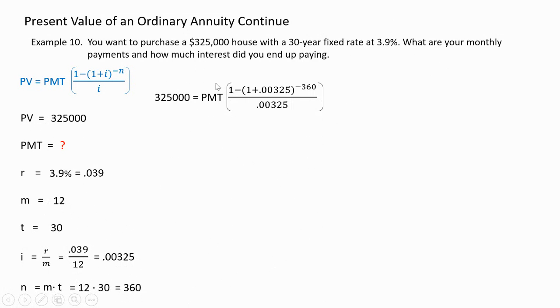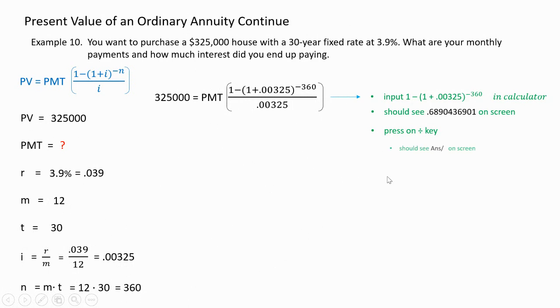And let's use the inverse key because we're looking for the payment. So the same process as I showed you in the previous slide, right? We're going to enter the numerator here in the calculator just the way it is, and then we should see 0.6890436901. Then we press the division key. And then we enter the denominator, which was 0.00325. So this whole right side is equal to 212.0134431. That's what you should see on your screen.